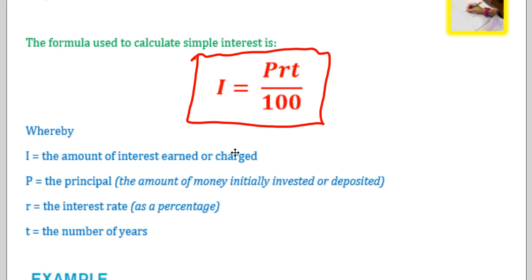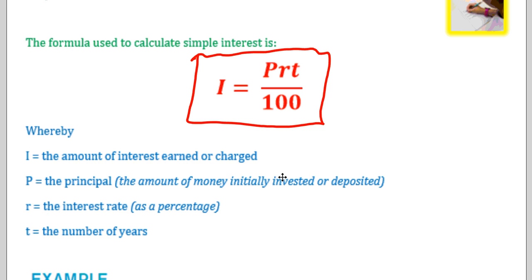Or it's charged: if you borrow money from a bank, they're going to kind of penalize you by charging you extra money. So you pay back the money you borrowed from them plus extra money, and that's how they make money off you. P is a thing called the principal. Principal is the amount of money you put in the bank.